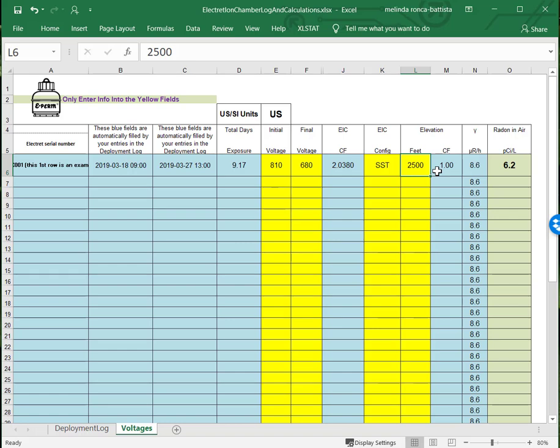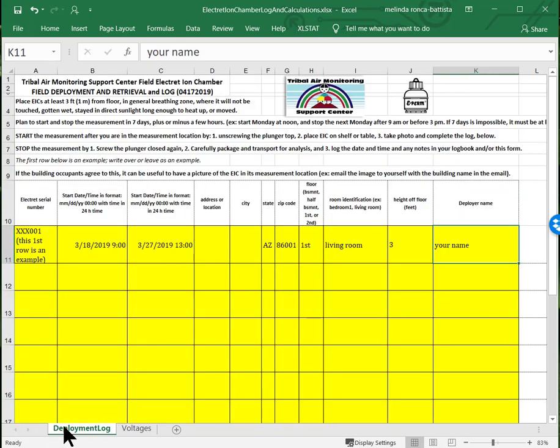And then based upon what the feet are, if it's greater than 4,000 feet above sea level, it will calculate a calibration factor. If it's less than 4,000 feet above sea level, it doesn't matter. That calibration factor is going to be 1, so it essentially balances out. And then you will see here in these greenish gray fields, the concentration, 6.2 picocuries per liter, is calculated, and that's based upon the information that you entered in the deployment log.